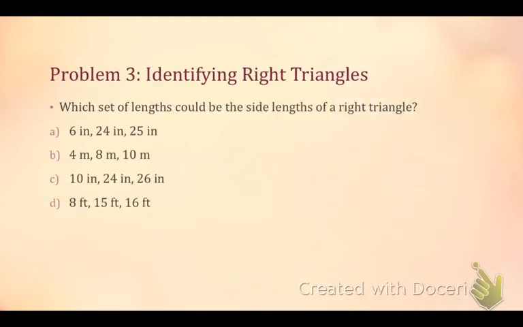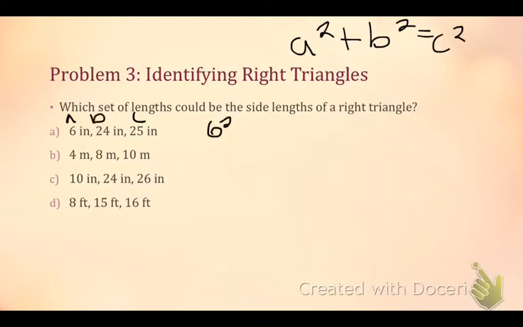Something else that we need to be able to do is identify if something is a right triangle. So if something is a right triangle, then the Pythagorean theorem will always work. So again, the formula a squared plus b squared equals c squared. If I am trying to figure this out, I see 6, 24, and 25. And one question that I usually get is, how do I know which one is side C? Side C, like I mentioned previously, is always the longest side. So 25 is going to be my C. A and B, it does not matter which is which.